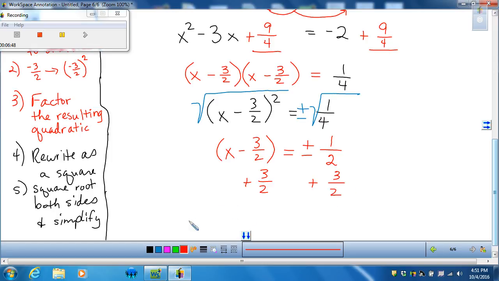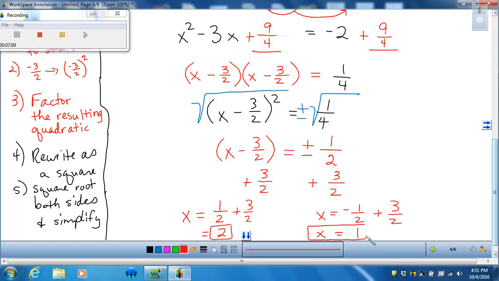And so I end up with 2 answers. My first answer is positive 1/2 plus 3 halves, which is equal to 2. And my second answer is negative 1/2 plus 3 halves, which is equal to 1.